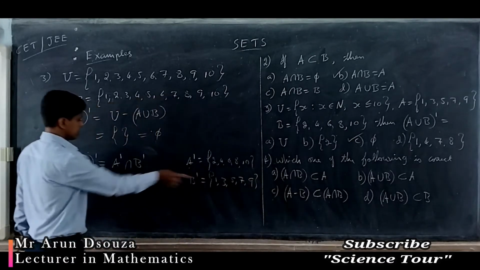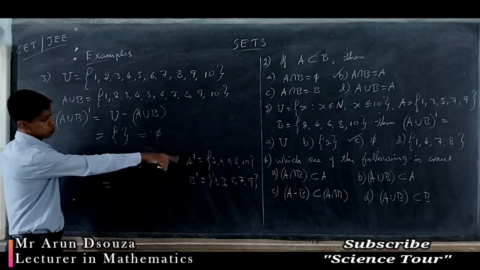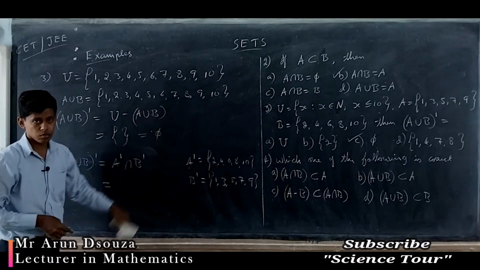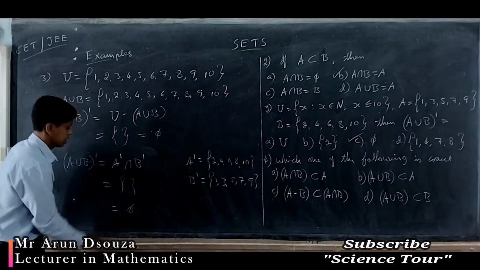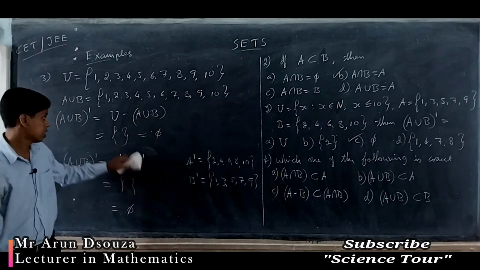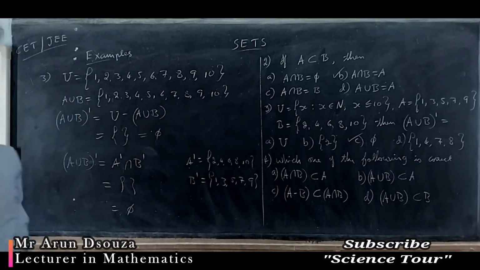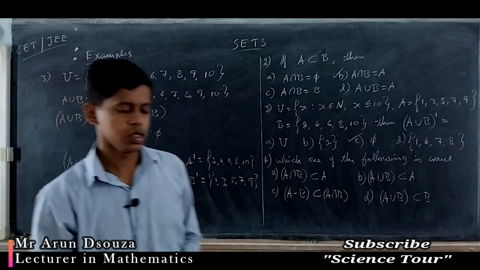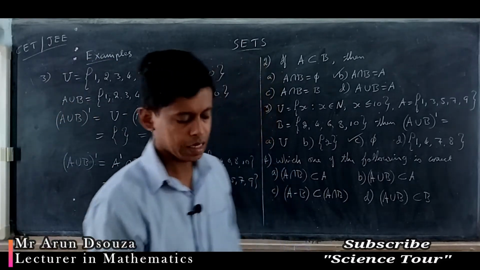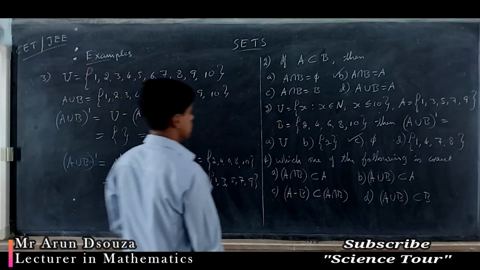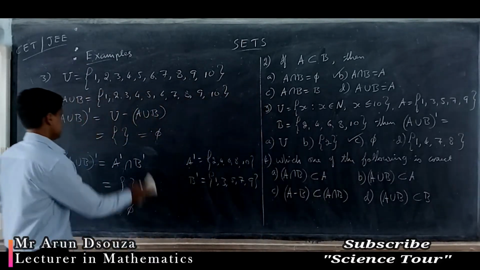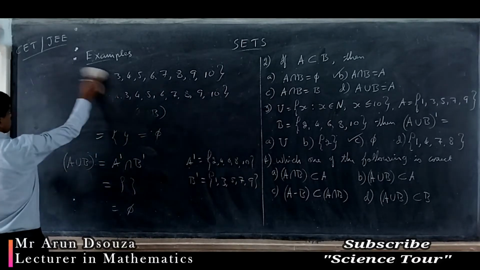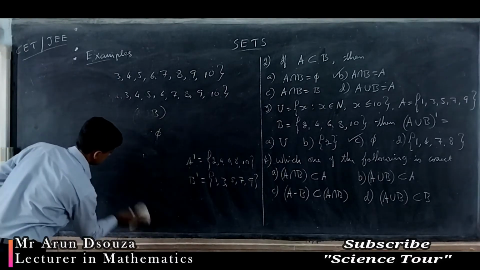Now you have the intersection. So what is the intersection? Do you have anything common? Even and odd numbers? You don't have anything common. So that is also the null set. This is the other way of solving. This is the normal way. So you can use De Morgan's law or the direct method. In any case, the answer for the third question is option C. Well, moving on to the fourth question.